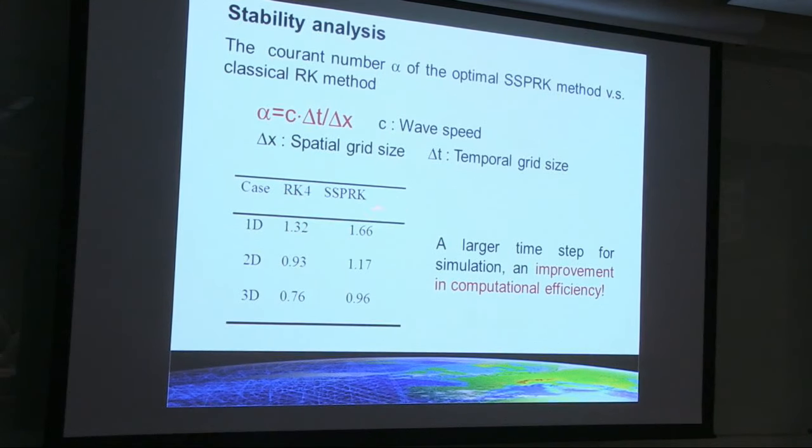We can see that the Courant number of the SSPRK method is larger than that of the RK method, especially for the 3D case. It means that when the wave speed and the spatial grid size are fixed, we can use a larger time step for simulation in the SSPRK method, indicating an improvement in computational efficiency.